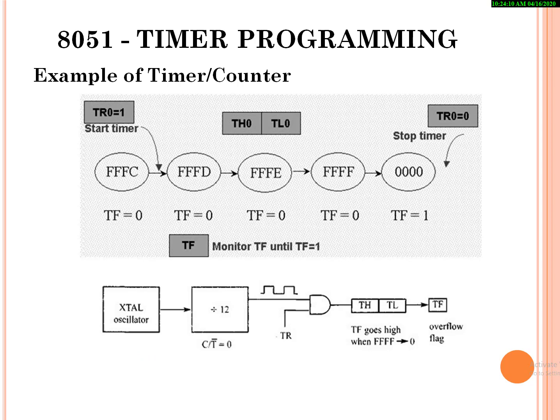Now we'll take an example. First, we have to load the timer count value into the count register, one of the count registers. So say for example, we are initializing the count value to FFFC. Right?